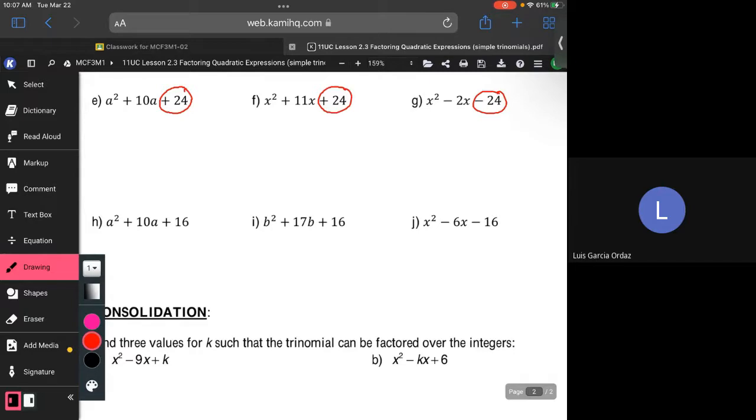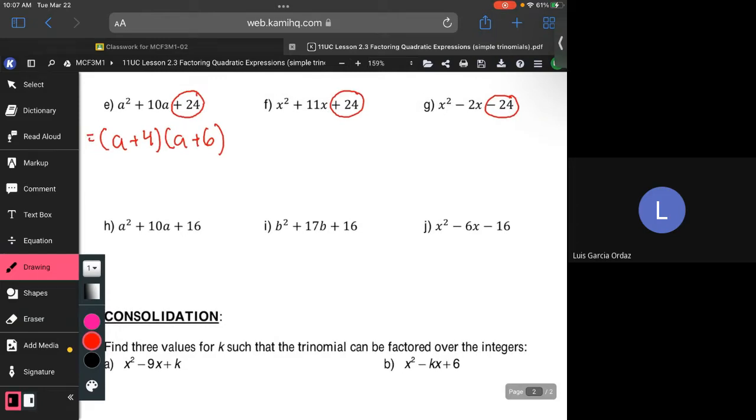Was anyone able to get E? What did you guys get? What would your 2 brackets be? Camilla? I put A plus 4 and A plus 6. Yep. Did you guys get something else? Does the order matter? No, you can put A plus 6 first and then A plus 4 after.